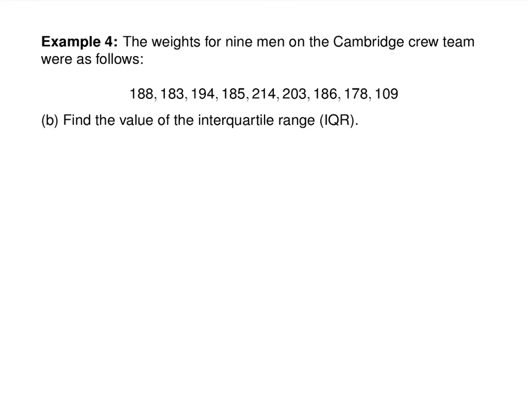Okay, so returning to our original example, let's find the value of the interquartile range. So IQR is quartile 3 minus quartile 1, which is 198.5 minus 180.5, or 18. And we're going to use that number to figure out if certain points, like that 109 or 214, are outliers or not.